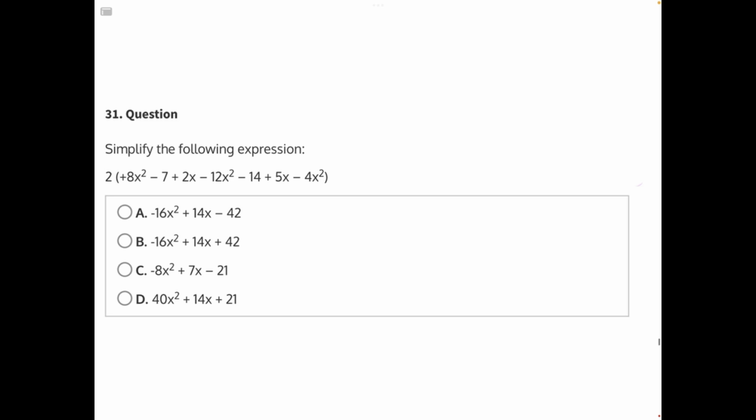Following our order of operations, let's start with P, which stands for parentheses. So we will start with this entire chunk right here before we distribute that 2. Let's start from left to right.